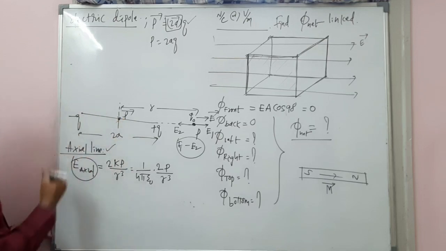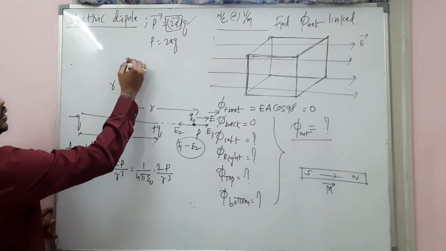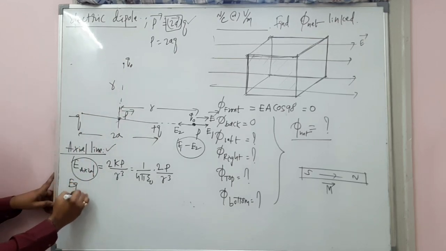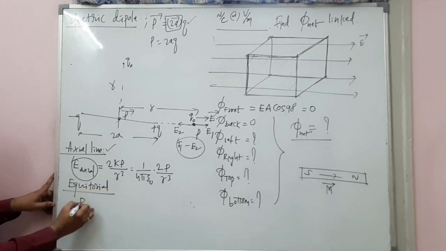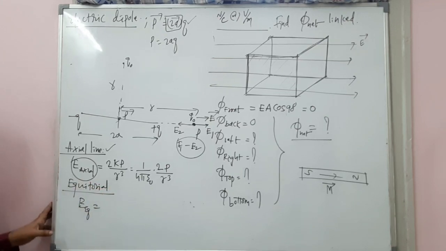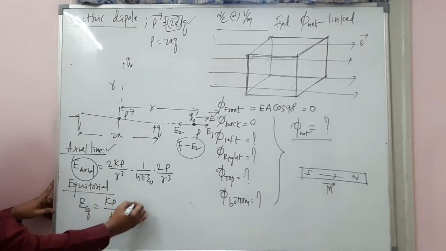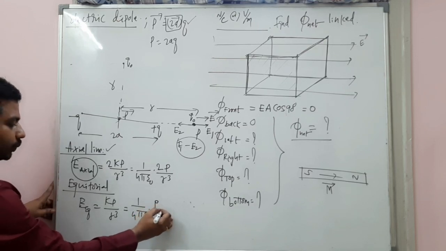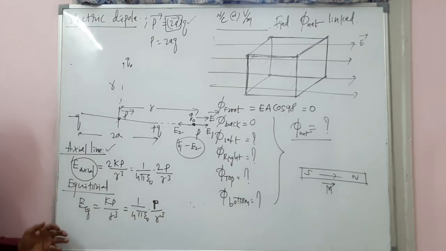Now, from the center of the dipole, at a distance r on an equatorial point. See, the equatorial point is the interesting thing. So E equatorial is equal to kp by r cube, which is 1 by 4 pi epsilon naught into p divided by r cube. So what is that?